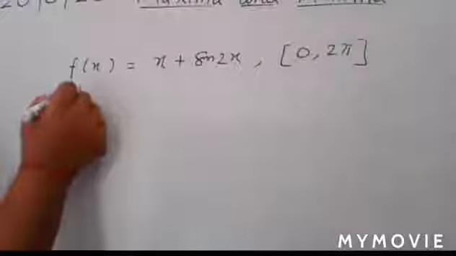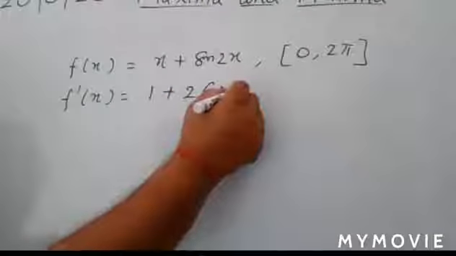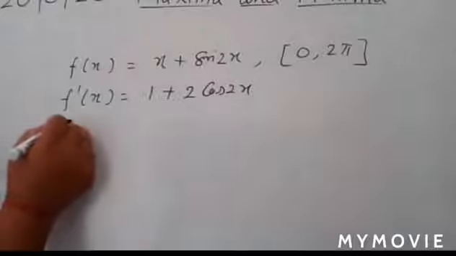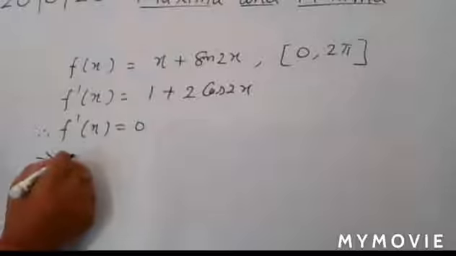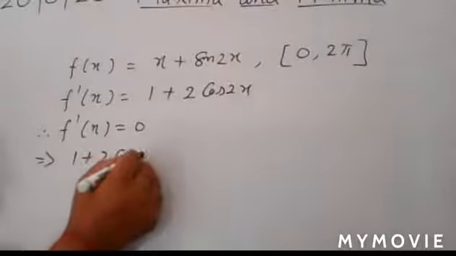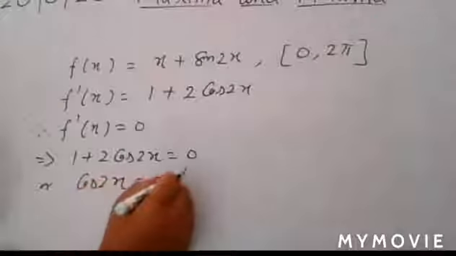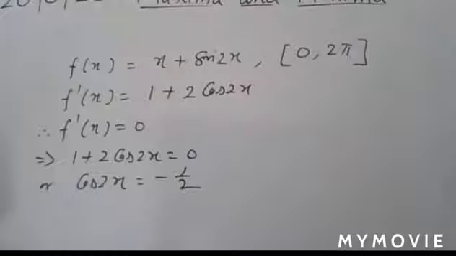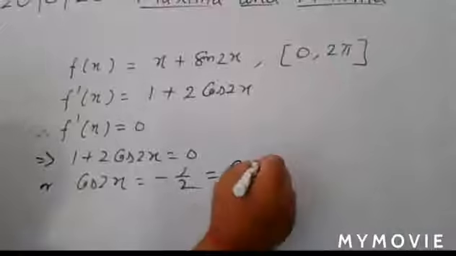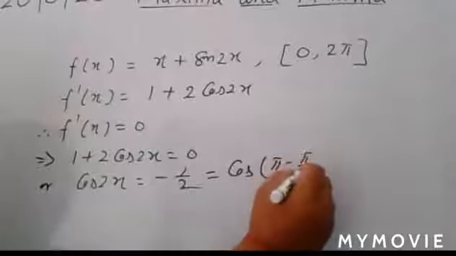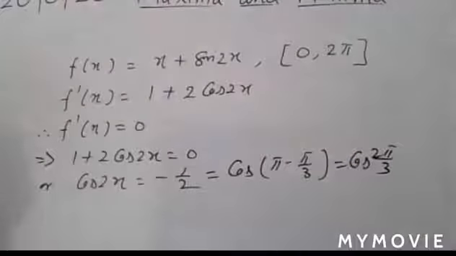So take its derivative. f'(x) is equal to 1 plus 2 cos 2x. So f'(x) is equal to 0 implies 1 plus 2 cos 2x is equal to 0, or cos 2x is equal to minus 1 upon 2. And in cos, what is the value of minus 1 upon 2? You can write cos(pi minus pi by 3), which is equal to cos 2 pi by 3.